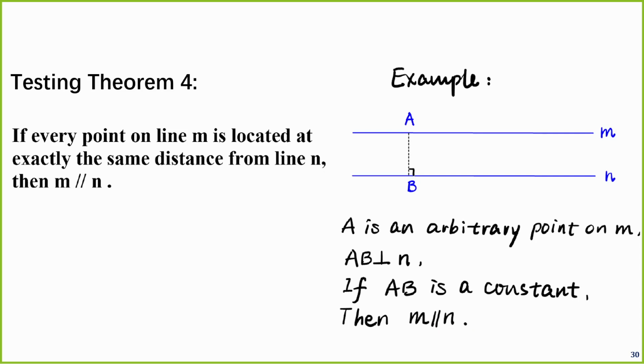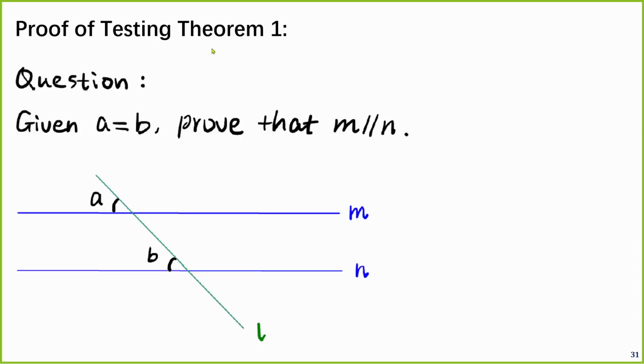For example, we can start by proving theorem 1. So the question is, if you are given M, N, and L, a setup like this, and also given angle A equals angle B, in this case, can you prove line M is parallel to line N?